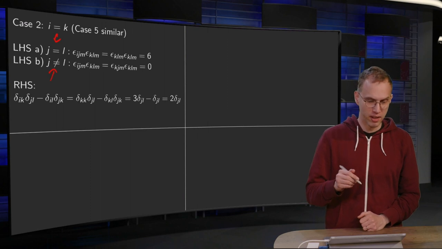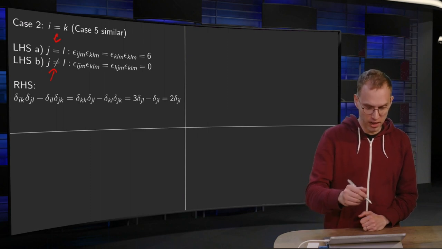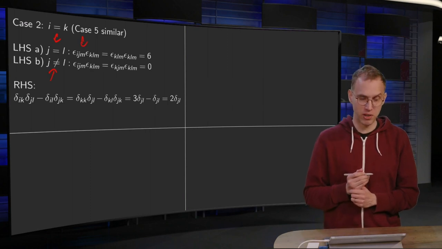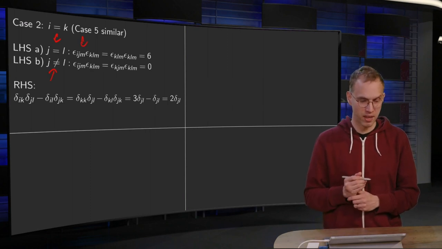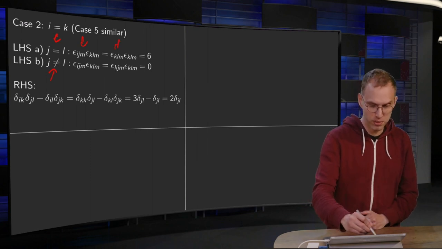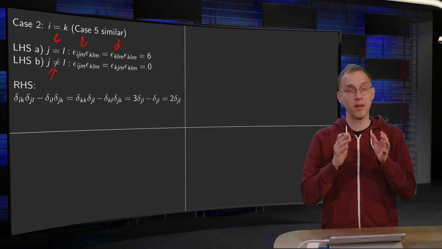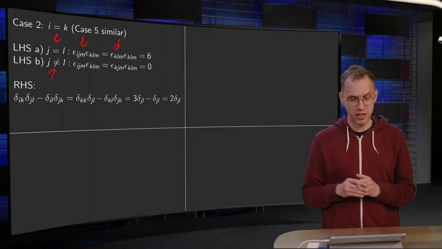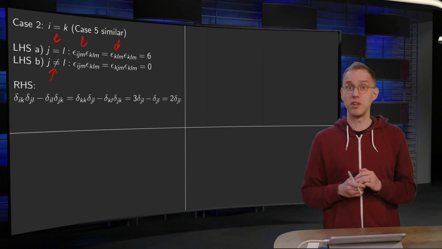Now, if j equals l, then our left-hand side, epsilon ijm, epsilon klm, we have i equals k and j equals l. So the first one becomes epsilon klm. So we have epsilon klm times epsilon klm. So what happens if we start to sum this up?